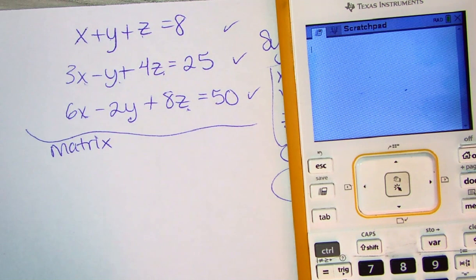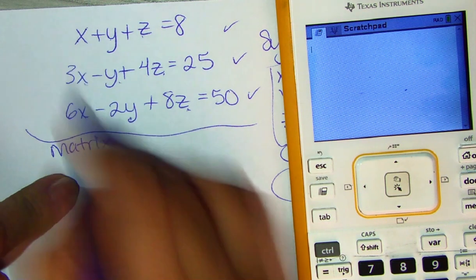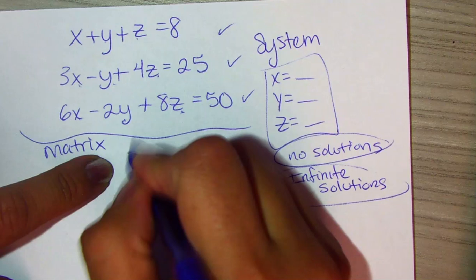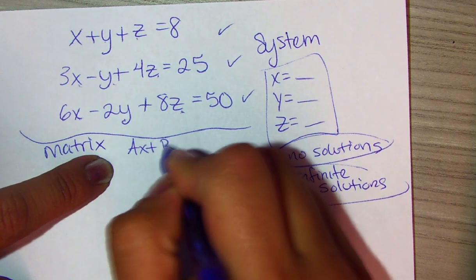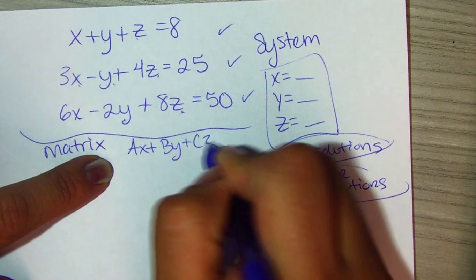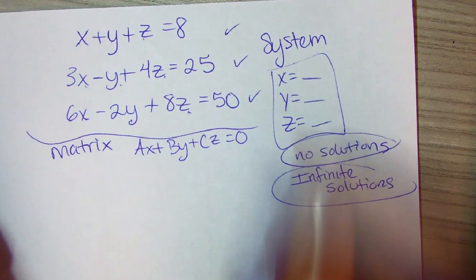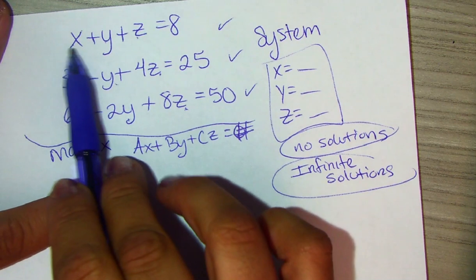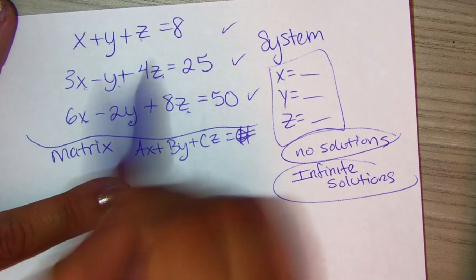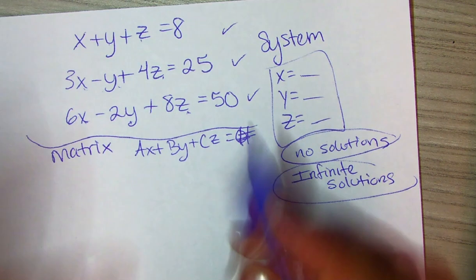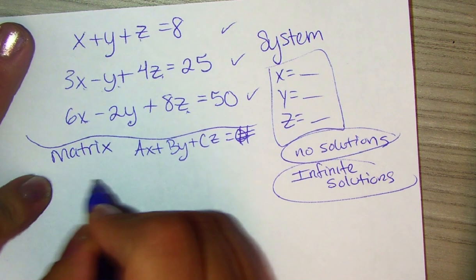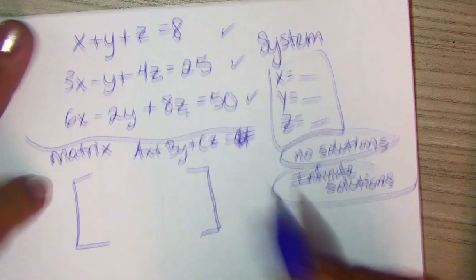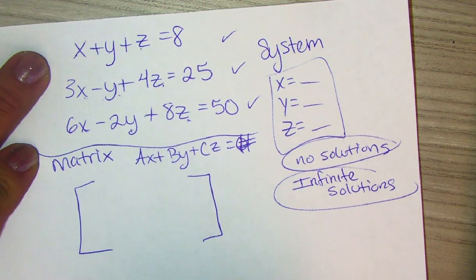using matrices. So you first want to check that these equations are following the standard form of ax plus by plus cz equals a constant. If you notice, pretty much all you need is to check that x, y, and z are on the left side of the equal sign. All of them are. So now we're going to create a matrix with the coefficients and constants that you have.